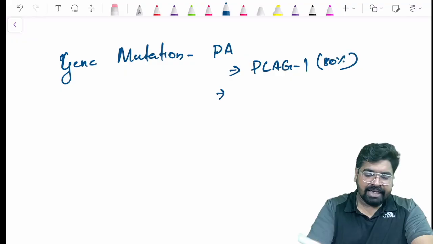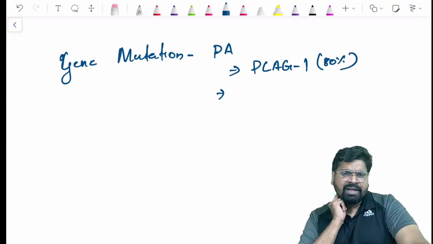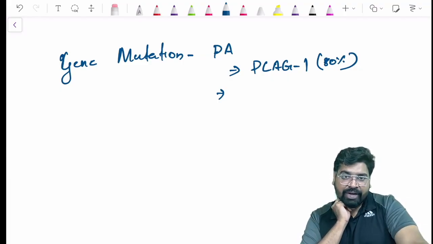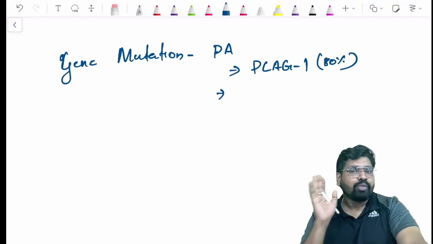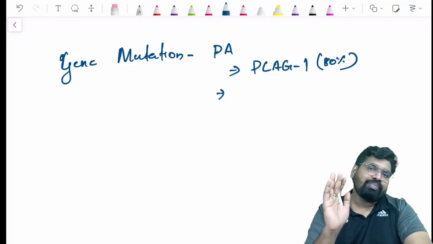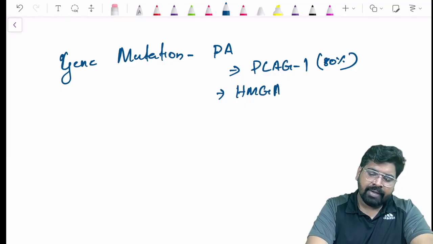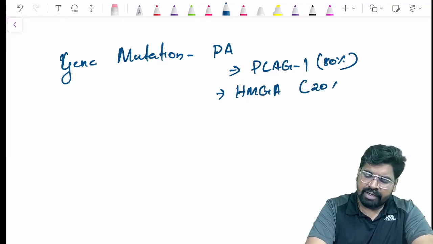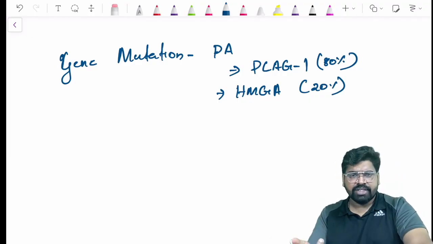In an INI-CET previous year question, I think 2 years before, they asked one question on the gene mutation for pleomorphic adenoma. Which among the following is the gene which is mutated in pleomorphic adenoma, and there was no option of PLAG1 in that. The other gene they asked was HMGA. HMGA is the other 20% of cases, where you have an HMGA gene mutation.